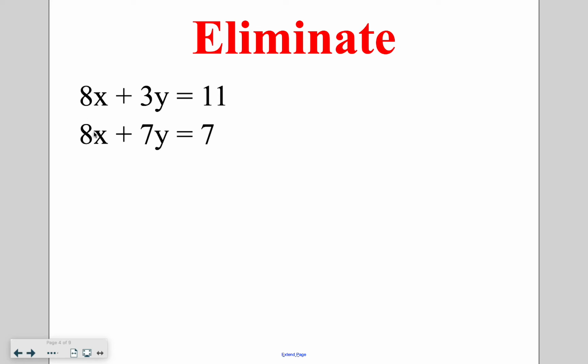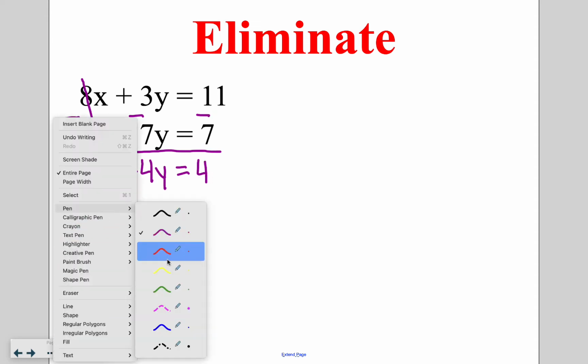In order to eliminate, you have to decide, are we going to add or subtract those coefficients? In this case, 8 plus 8 would give you 16x. That does not make it go away. So I'm going to subtract 8x minus 8x, which is going to eliminate those variables. If I subtract the first pair, I need to subtract the second pair. So 3y minus 7y is going to give me negative 4y. Then I also need to, on the other side of the equal sign, subtract the answers. So 11 minus 7 is going to equal 4.